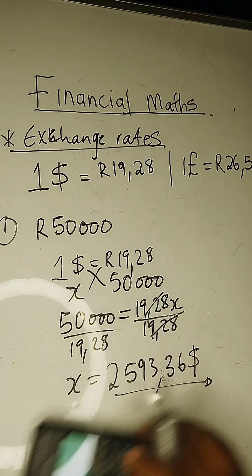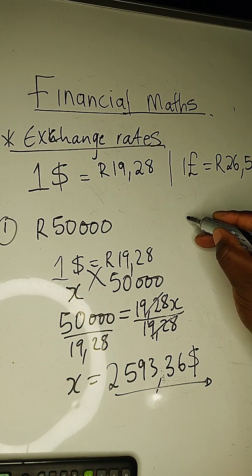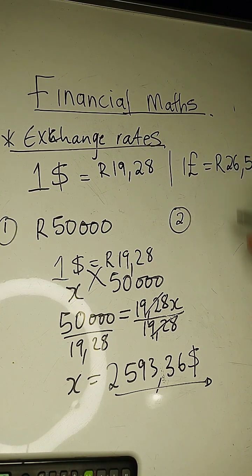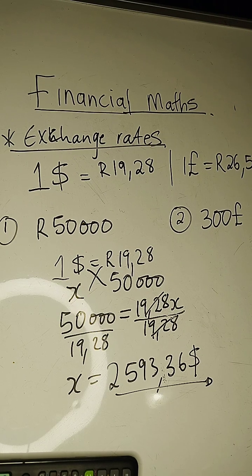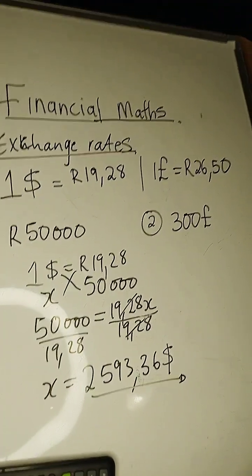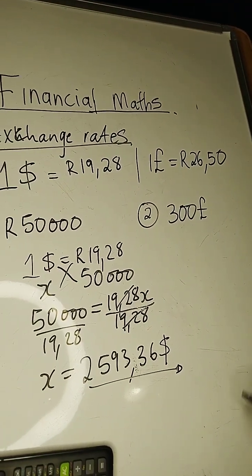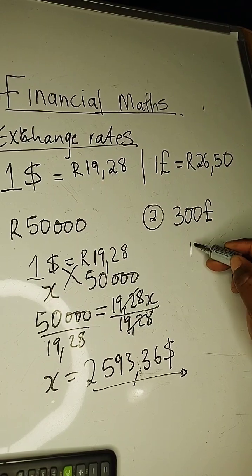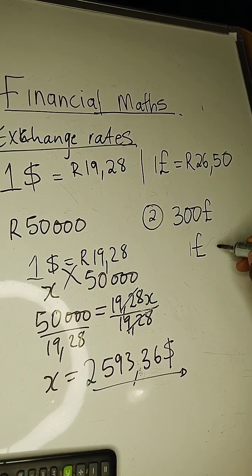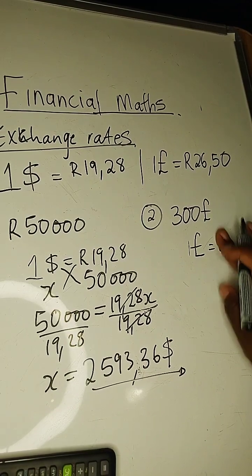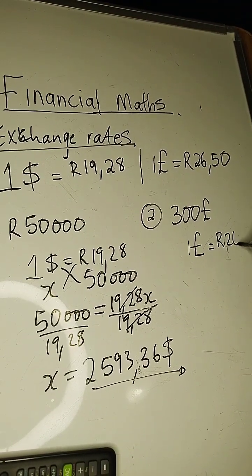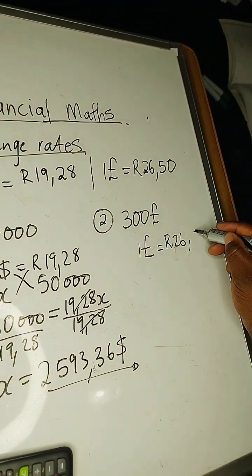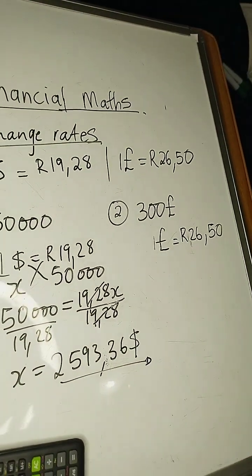Okay, but number two, let's say now you are given 300 pounds. Since we are given 300 pounds, they said calculate how much in rands you will need. As I said, you write 1 pound is equal to 26 rand 50. That's what you write first.